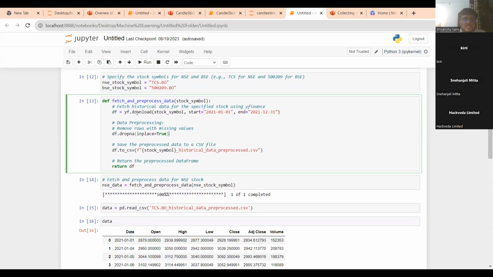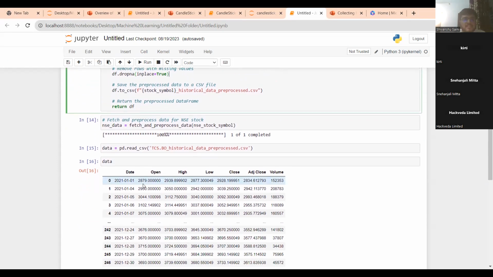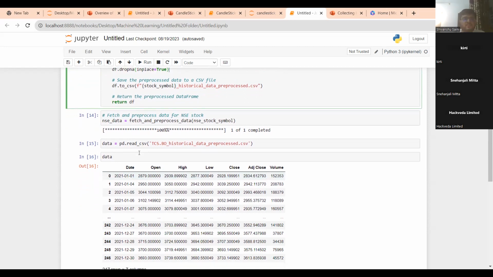Firstly, it will download this file as df. Then it will drop the rows which have missing values. Then the reference data will be saved to a CSV file. Then NSE data equals NSE data. First I will process the NSE data, then complete it, and then I will process the CSV data.